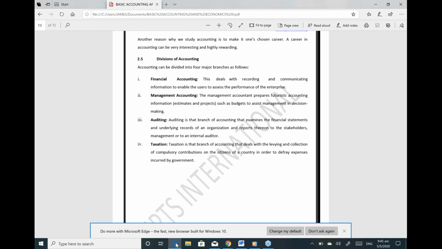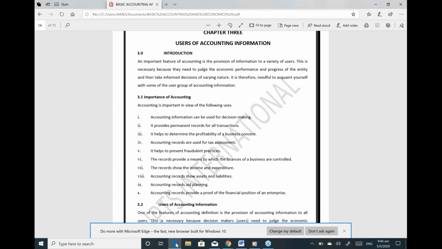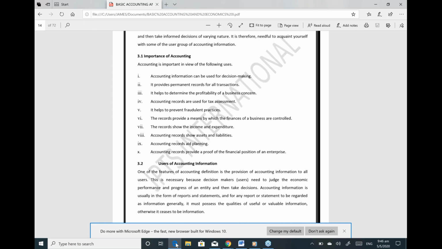Last week, we talked about users of accounting information. We don't need to go back to that again. We look at the importance of accounting information. Accounting information can be used for decision making. It provides permanent record for all transactions. It helps to determine the profitability of the company. And let's move on. We've seen the users of the accounting.